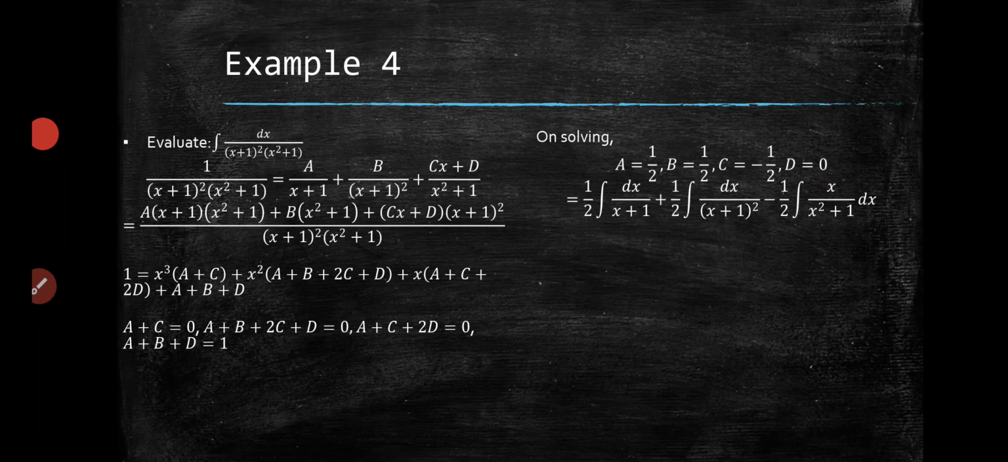Now next, once we have this, then our integration becomes something like this: half of dx by x plus 1, plus half of dx by (x plus 1) whole square, minus half of integration x by x square plus 1. So do the integration. This is what your integration comes out to be, and that is your answer.